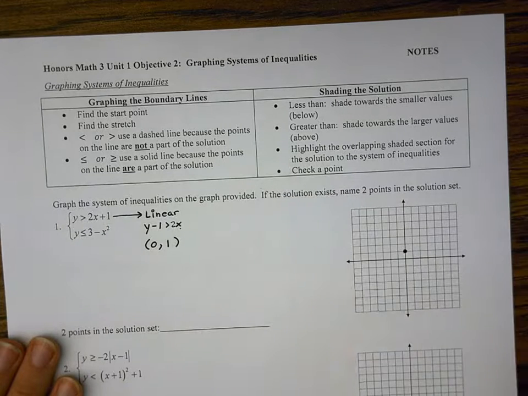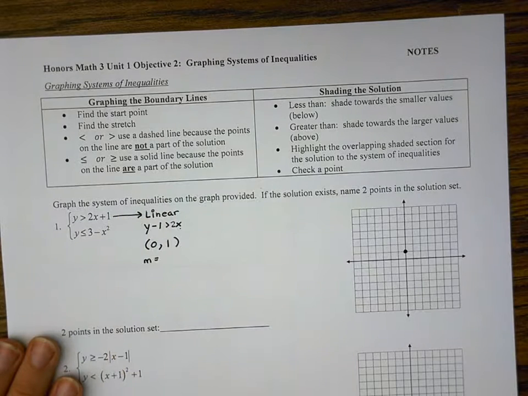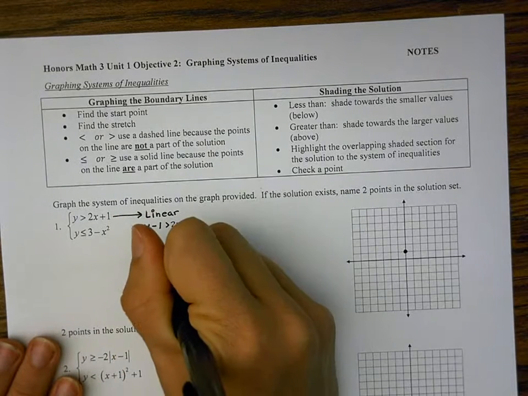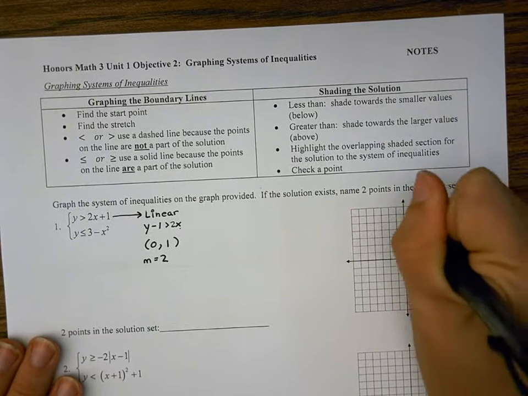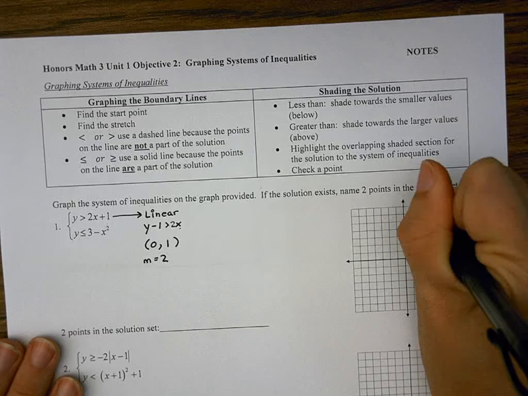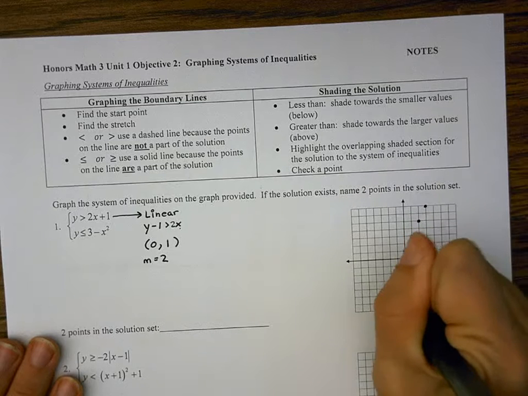And so then with a linear, we also need our slope. What is our slope in this case? Our slope is 2. So then we're going to move a slope of 2, up 2 over 1, up 2 over 1. And then you can keep going the other way as well if you would like.